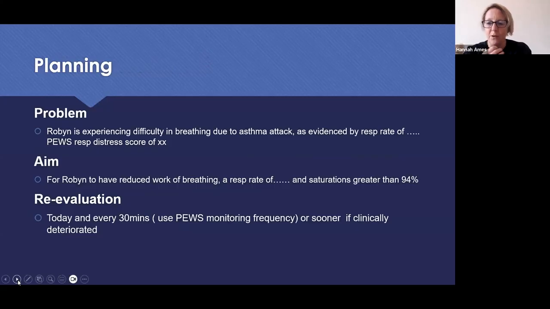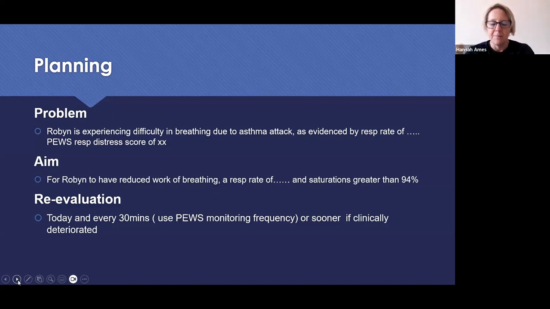Okay, so planning. So obviously with asthma, a really obvious care plan and an expected care plan would be difficulty in breathing. Okay, so for example, I've put Robin is experiencing difficulty in breathing due to asthma attack, as evidenced by a respiratory rate of, I take my respiratory rate from my assessment station, and a PEWS respiratory distress score of that sectional respiratory distress. So I could do that. Obviously, my aim would be for Robin to have reduced work of breathing, and then I could have my target normal range of respiratory rate, and the target saturations to be greater than 94%.